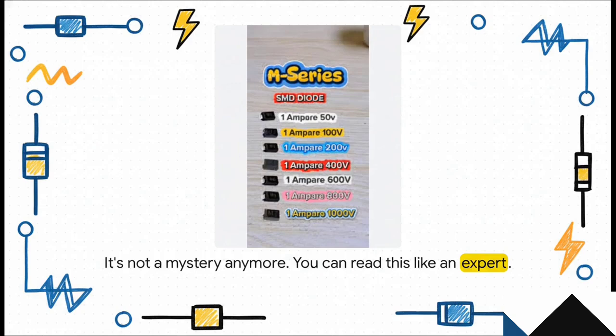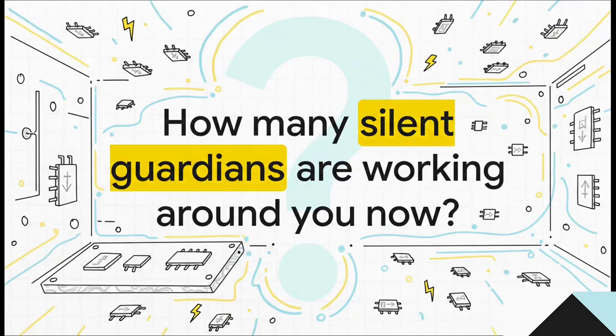So let's go back to that image we started with. Look at it now. It's not so mysterious anymore, is it? You can look at that and know exactly what you're seeing. It's a family of 1 amp surface mount diodes, each built to handle a different amount of electrical pressure. You can totally read its story now. And that just leaves me with one final question for you. Just think about where you are right now. How many millions of these little silent guardians are whirring away all around you, making your world work? Probably millions, maybe more. And the cool thing is, now you know exactly what each and every one of them is doing.